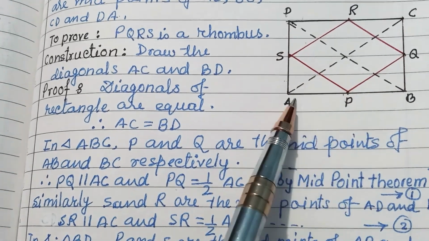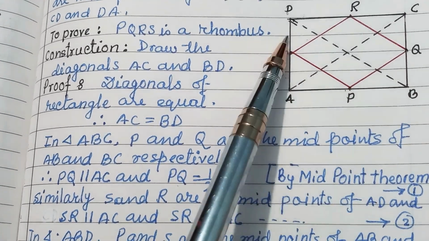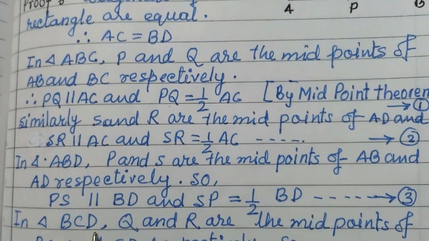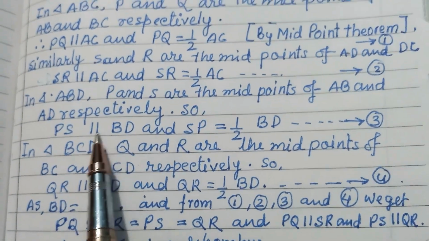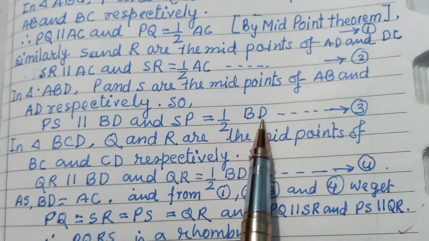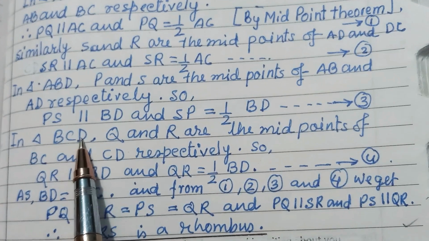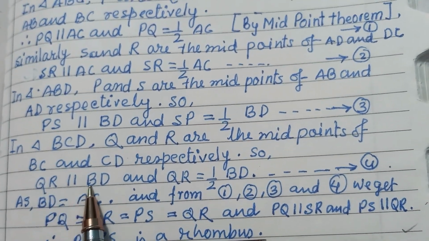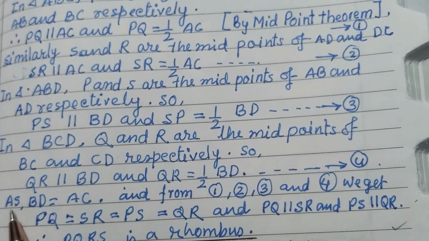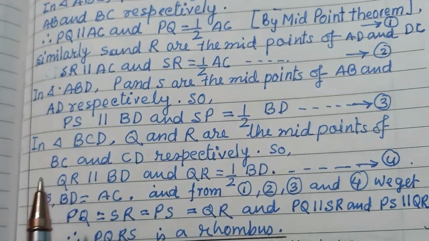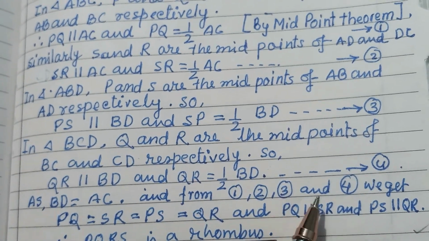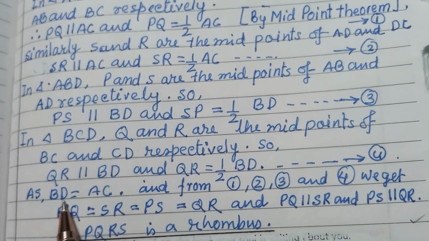Now, in this it is side. So, okay. In triangle ABD and in triangle BCD, these two triangles separately you take, and it is coming PS is parallel to BD and PS is half of BD. And last one is in triangle BCD, there QR is parallel to BD and QR is half of BD. So as BD is equal to AC, and from 1, 2 and 3 we have got, the two diagonals are equal.